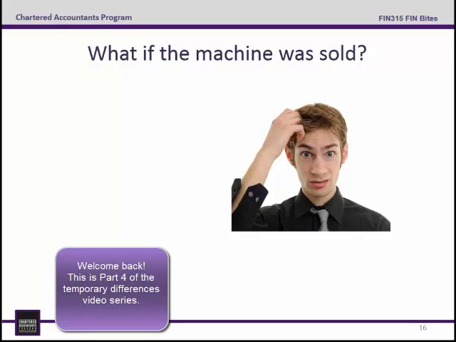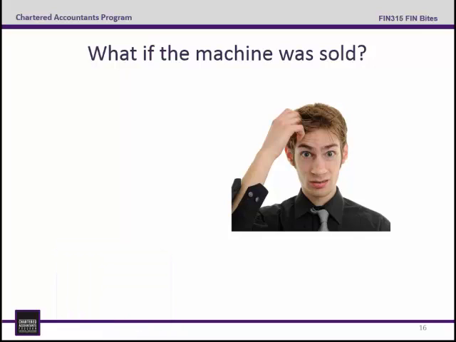To take you through a bit of a what-if situation now, because it's fine to think about an asset being held for 7 years. But what if we actually sold the machine before the end of the 7 years? So what happens from a tax effective viewpoint when the asset that gave rise to the temporary difference is removed from both your accounting records and also from your tax records?